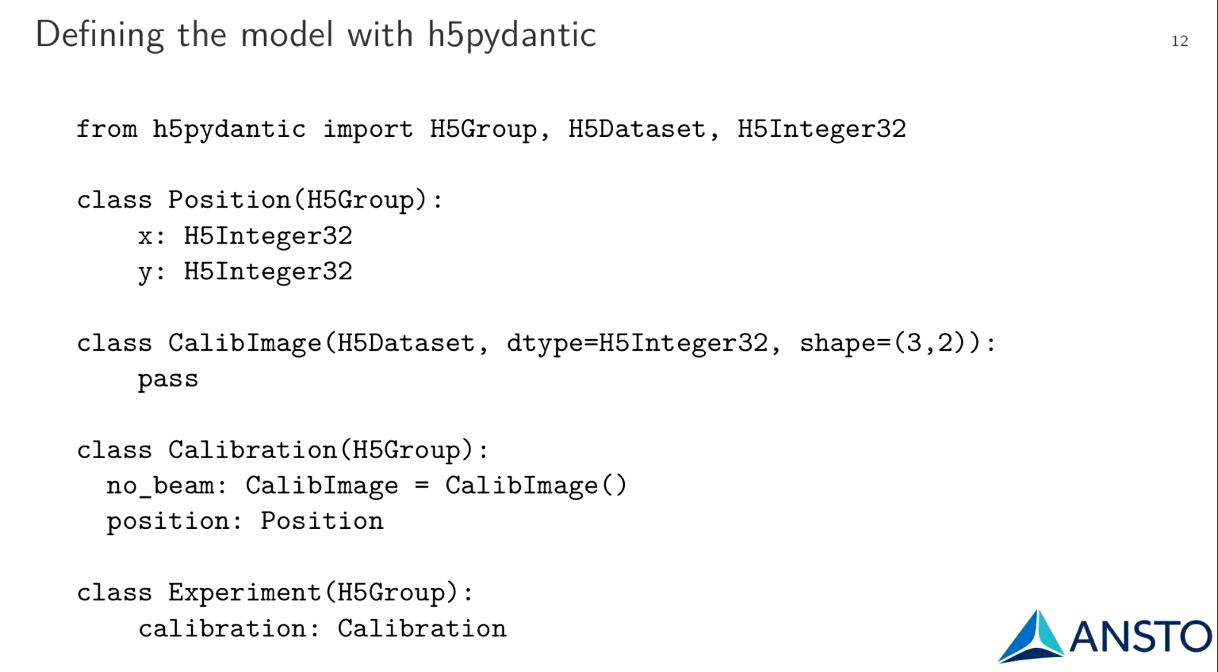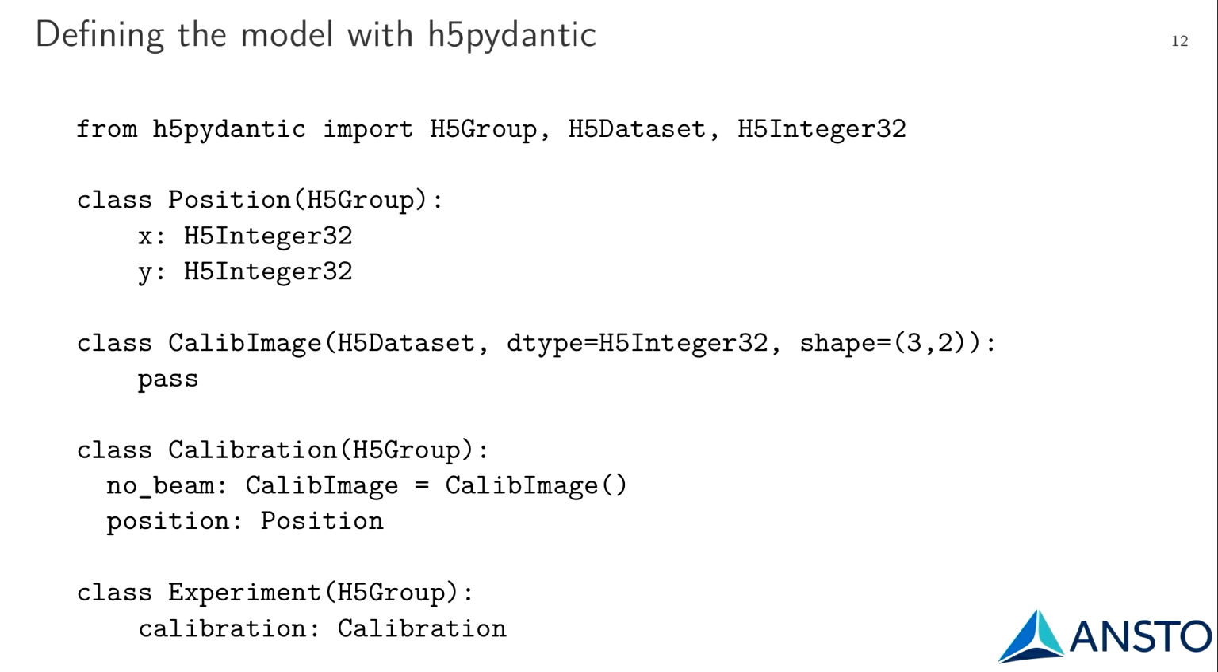Our calibration image class is a data set. So this is an array. And here we declare the data type of it. So each individual bit in the array is a h5 integer, 32 bits. And the shape of the array is a 3x2 array. So it's a very small example sensor. And then right at the top, we've got our position, where we've just got the X and Y fields. Those are attributes, and they're both 32-bit integers.